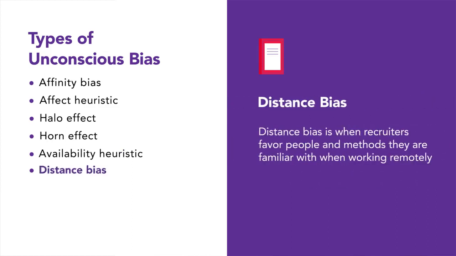Lastly, we have distance bias. Distance bias is when recruiters favor people and methods they are familiar with when working remotely. This happens because building trust and having face-to-face interactions can be hard when working from a distance. So, recruiters might rely more on people and things they already know to reduce the challenges of remote work. For example, a recruiter conducting virtual interviews or remote onboarding might prefer candidates who live close to the organization because they are familiar with the local talent pool and have established relationships. However, this can cause them to miss out on qualified candidates who live further away.